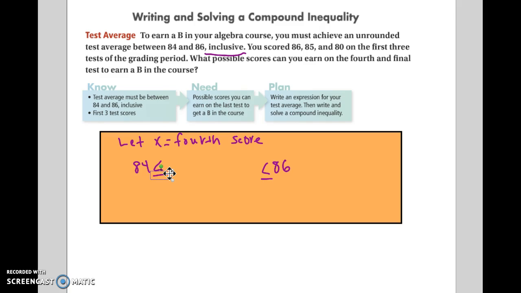Okay, so now we know you scored 86, 85, and 80 on the first 3, and we're trying to find this average. To find an average, you add all the scores together and divide by however many there are. And we know that there are 4 scores, because one of the scores we don't know. We're trying to find the 4th score. So let's add them all together. 86 plus 85 plus 80 plus x divided by 4 will give me my average, and I want it to fall between 84 and 86.